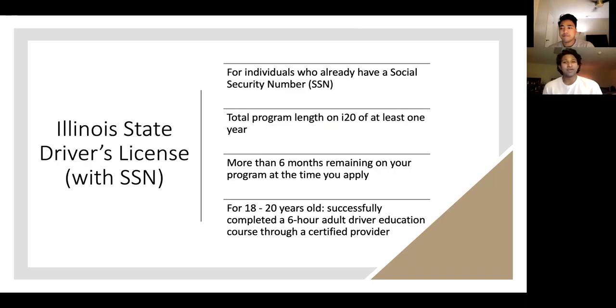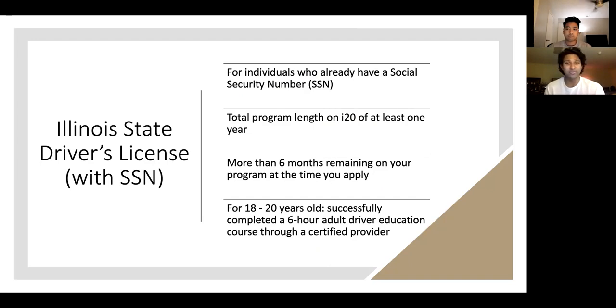All right, Reece? So taking all the information that Gerard has mentioned about the TVDL license, we can move on to students that might be eligible or have the ability of getting a normal Illinois driver's license. Now, the first thing, as it mentions over here, is that these are for individuals that already have a social security number that has been issued to them. That is one of the main prerequisites.